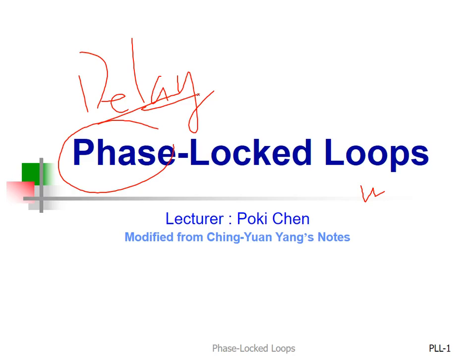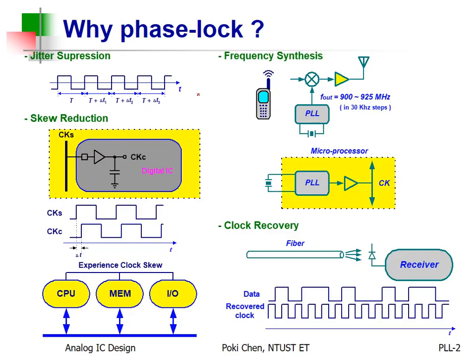Anyway, the operation principle is quite similar to each other. And to be honest, PLL is harder to understand than DLL. So I would like to spend the rest of the time focusing on PLL design and operation principle. Why do we need such a face lock loop?